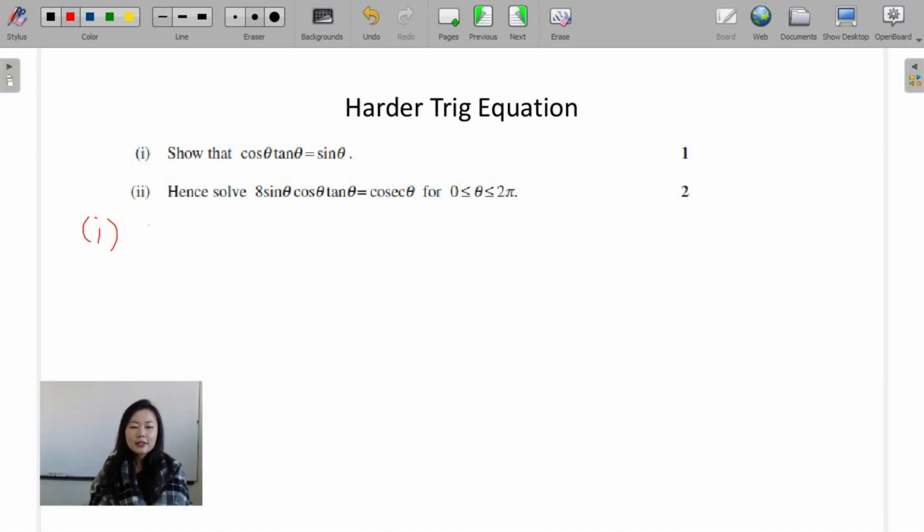All right, so let's start with this. Left-hand side is equal to cos theta tan theta.